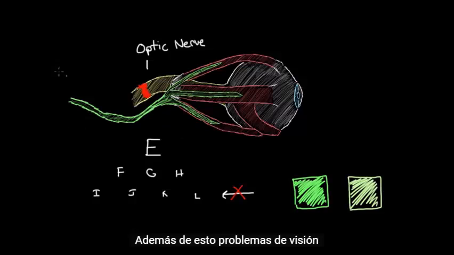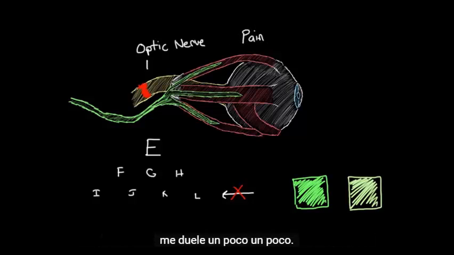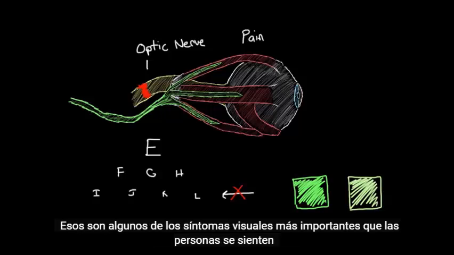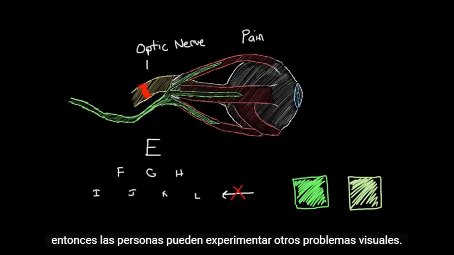So in addition to this impaired vision and this washed out color vision, people will also just experience general pain. So whenever they move their eyes around, it kind of hurts a little bit. So those are some of the major visual symptoms that people feel when they get lesions in the optic nerve. But there are other parts of the brain where, if you get lesions there, people may experience other visual problems as well.